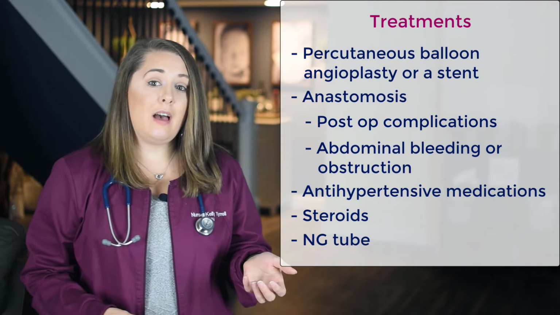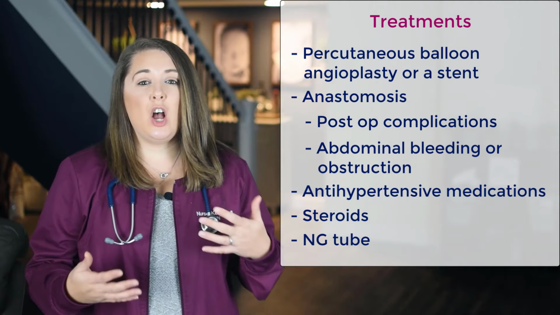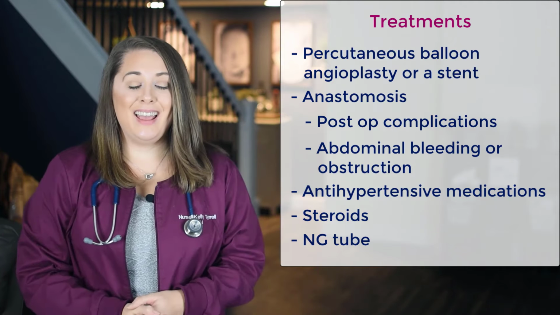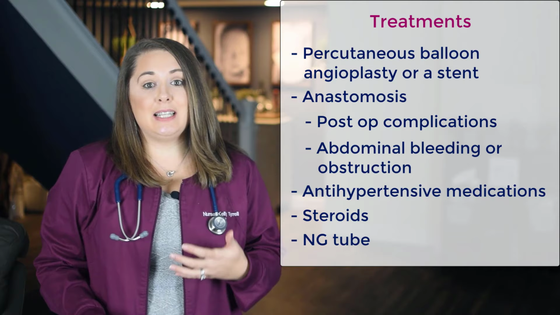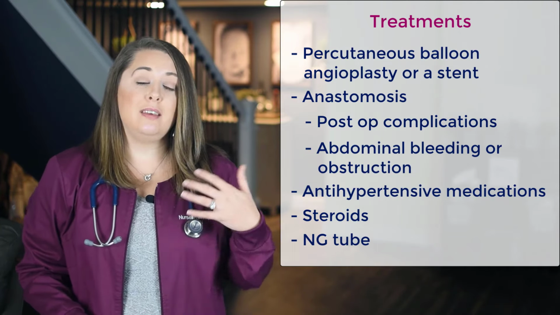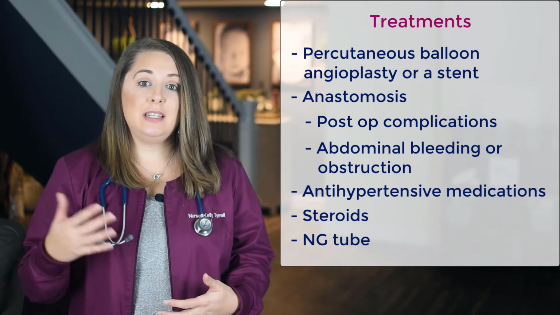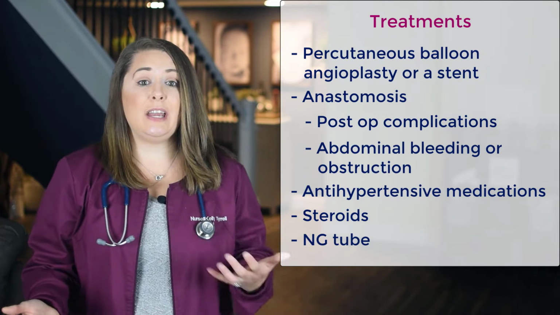So you want to be on the lookout for any kind of abdominal pain, nausea, vomiting, and a hard, rigid abdomen. You'll also anticipate giving antihypertensive medications, steroids, and an NG tube to make sure that the abdomen is fully decompressed so it doesn't put any additional pressure on the descending aorta, which can cause a leak or rupture of the repair.